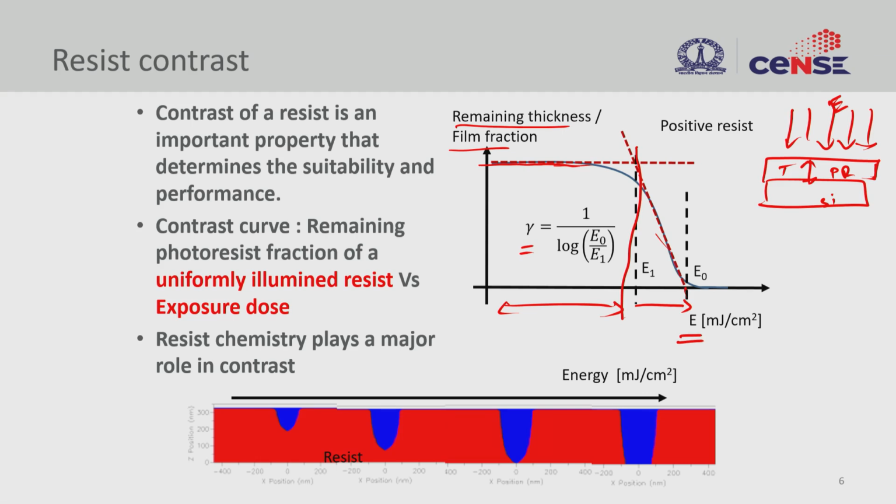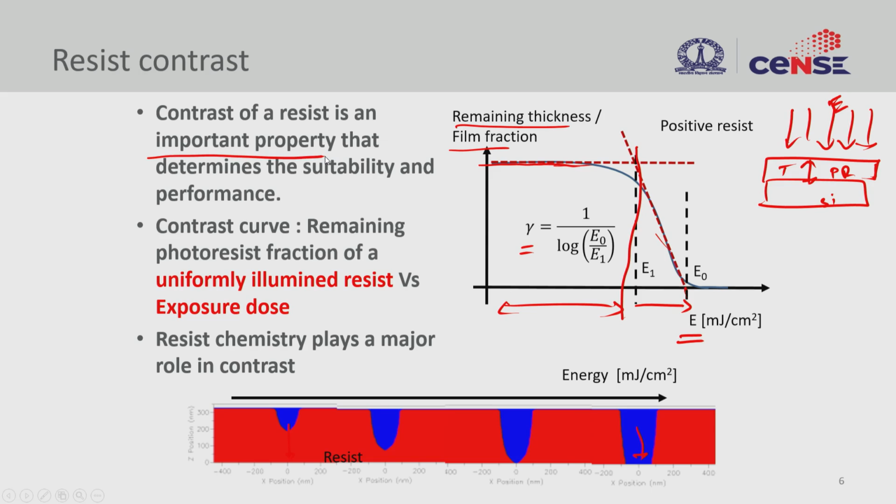simulation that we have done. So going from left to right is energy difference. At the left end you see lower energy, and as you increase the energy you can see the material is getting exposed, and then we can completely remove this material, right? So this is a very important property of the material.